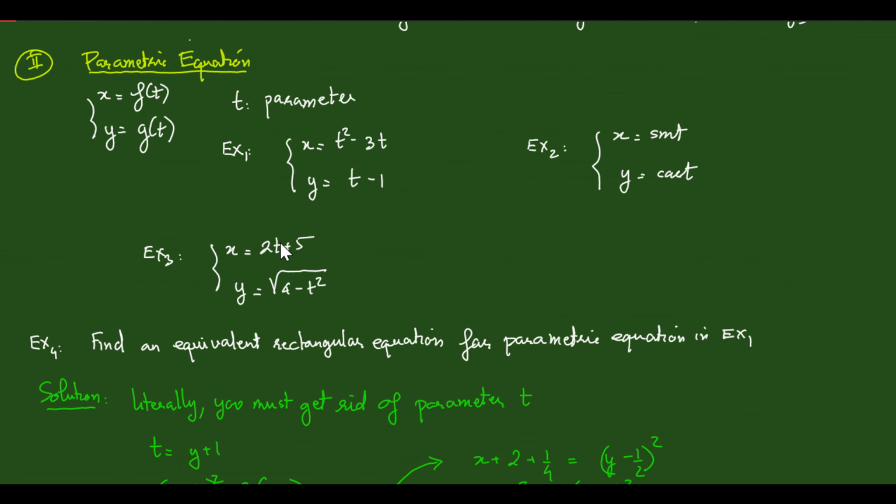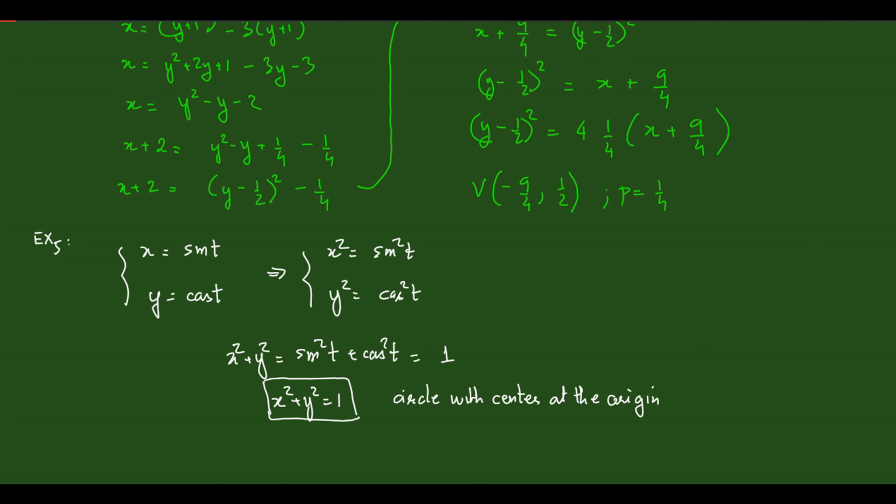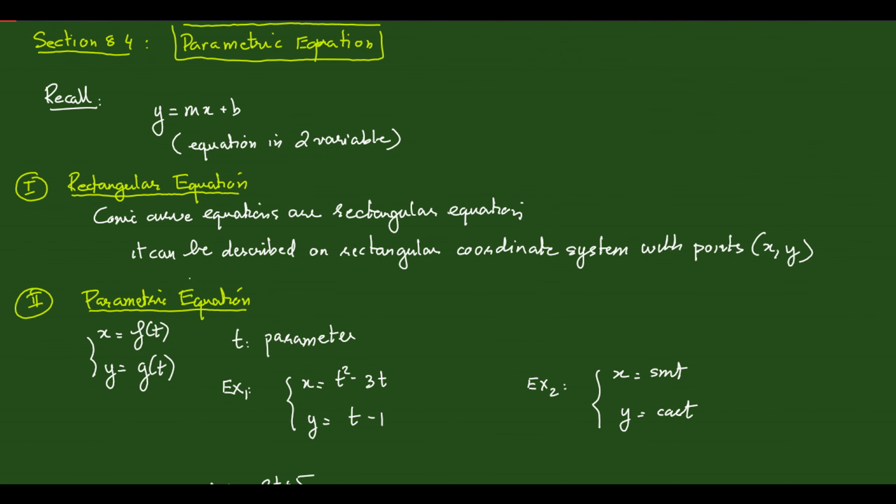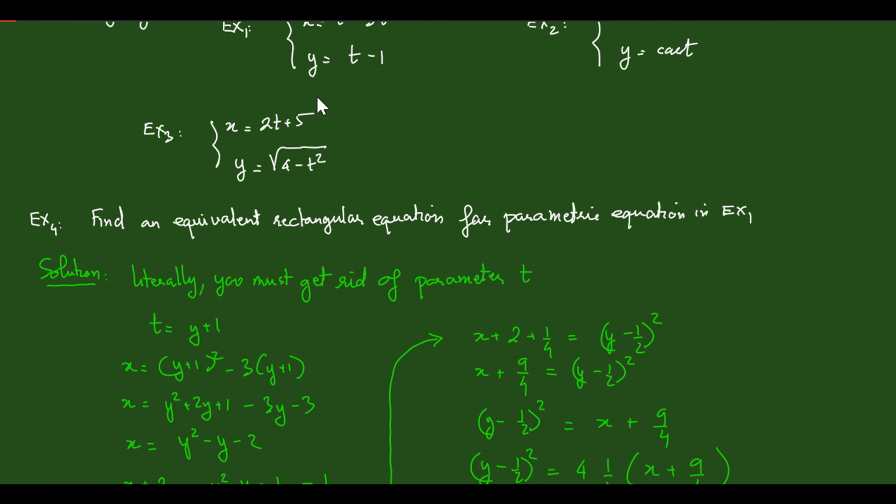Let's see. How about this one? How am I going to convert this? I want to convert this to a rectangular equation too. Example 6. Let me rewrite the question. So it will be x equal to 2t plus 5 and y equal to the square root of 4 minus t squared.